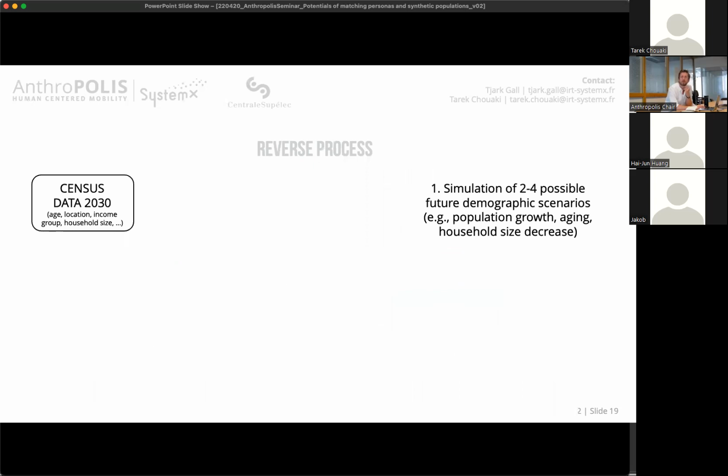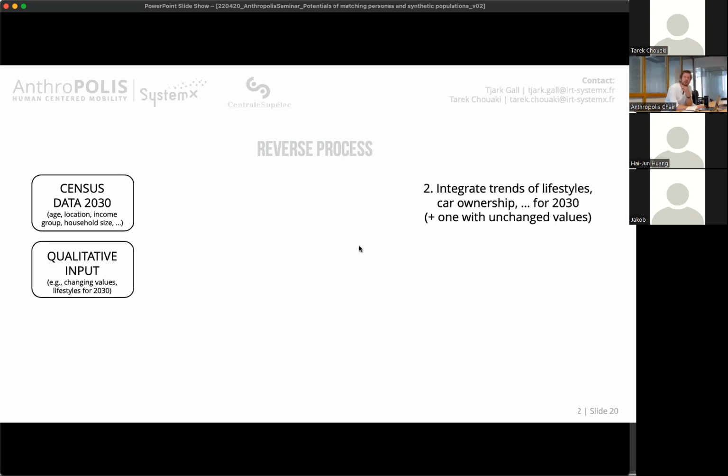In the first place, this is the simulation of 2 to 4 future demographic scenarios. So we can assume, for example, depending on which area we are working on, the population growth, the aging, the decrease of household size, and so on. There are a lot of methodologies which exist around that, which is more or less demographic foresight or forecasting. And secondly, we use qualitative input. There's a lot of work on, for example, the study which Flore referred to earlier on lifestyles in Paris in 2050, which is trying to explore what different trends exist, what changing values we will have in 2030 and 2050, and how lifestyles will change.